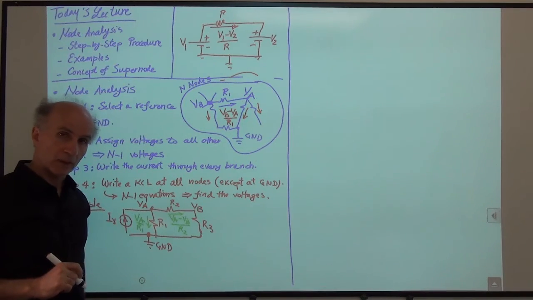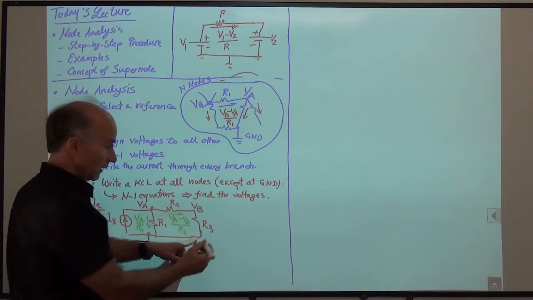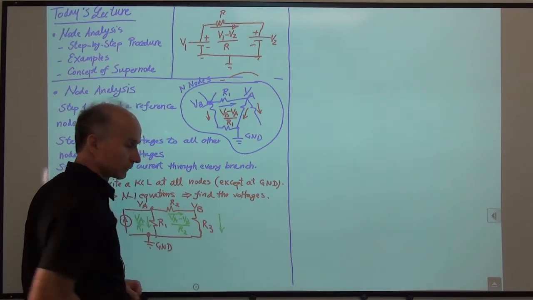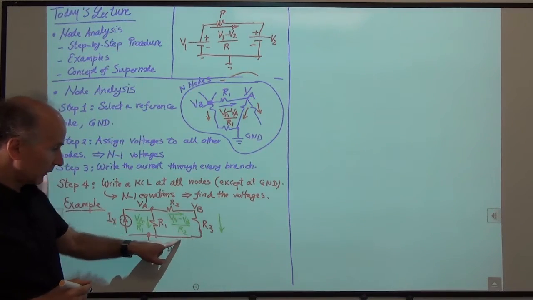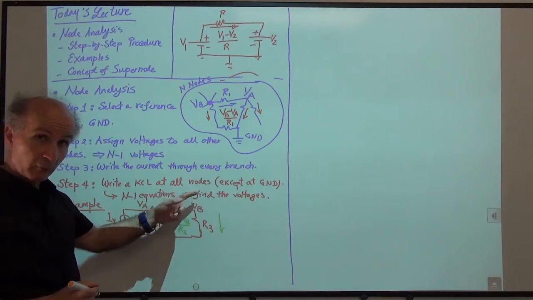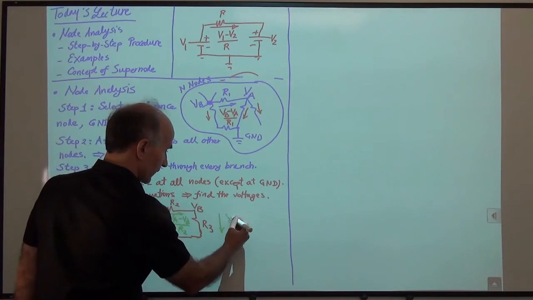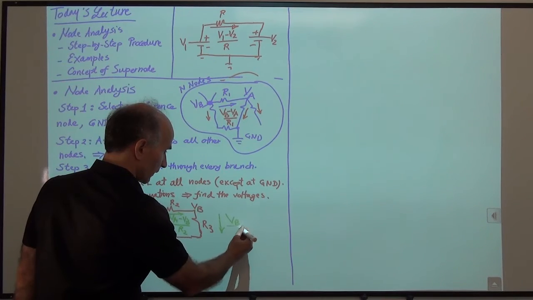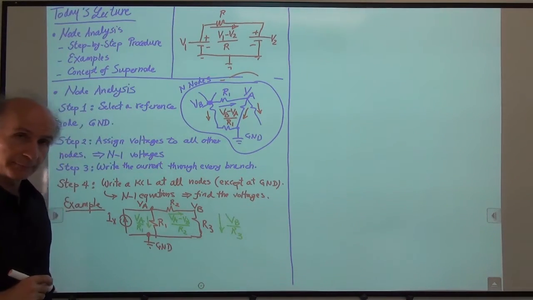All right. What else? We have this branch. How much is the current through R3? For example, going this way. Well, again, the top voltage is VB. The bottom voltage is ground. So VB minus 0. VB is the voltage difference from here to here, right? So VB minus 0 divided by R3. So VB over R3. That's the current through R3.